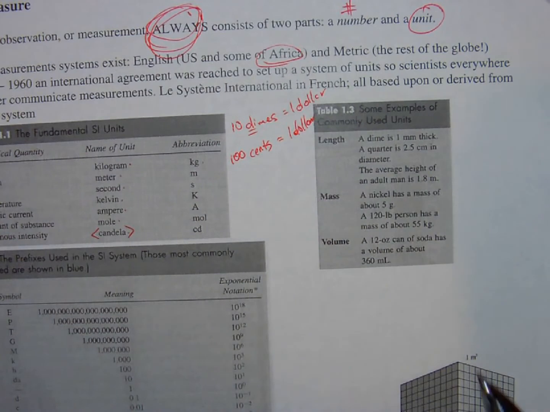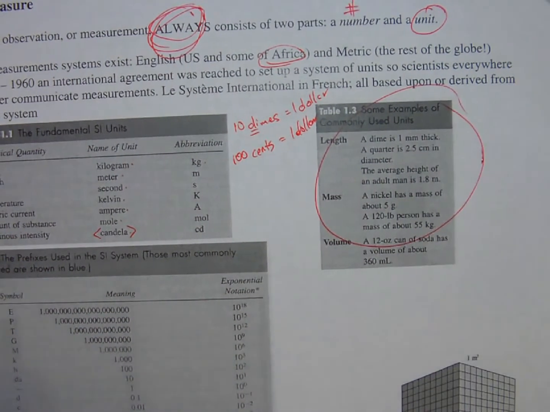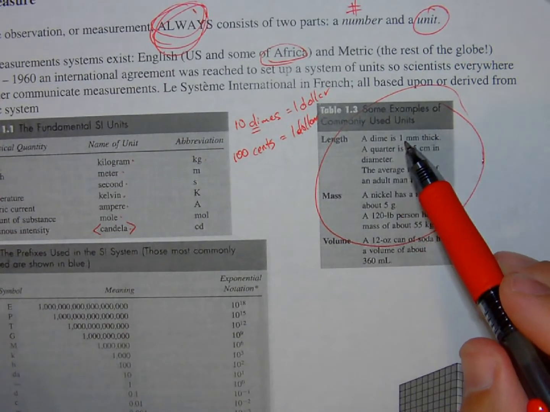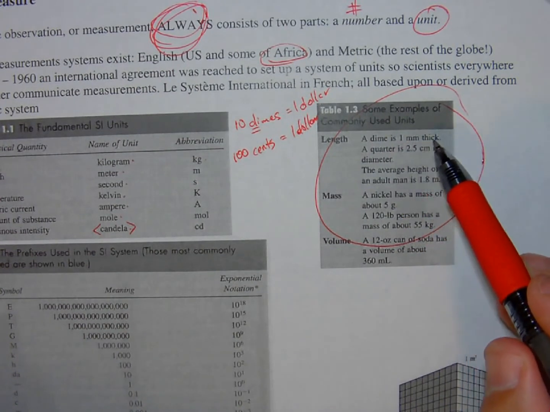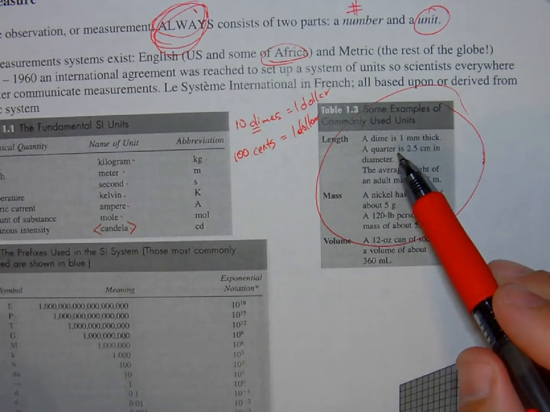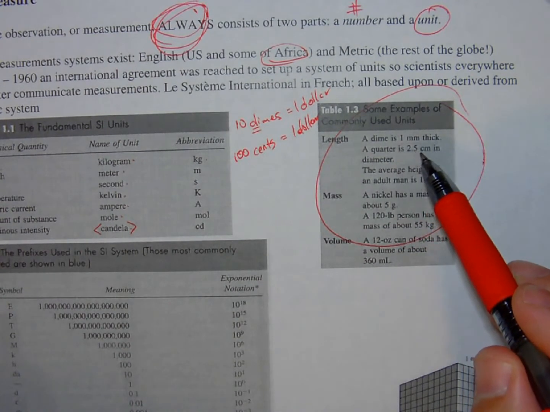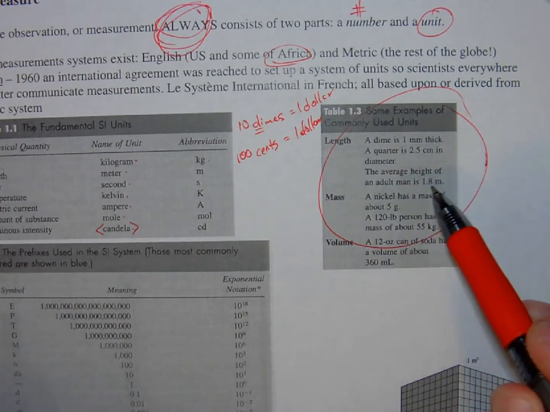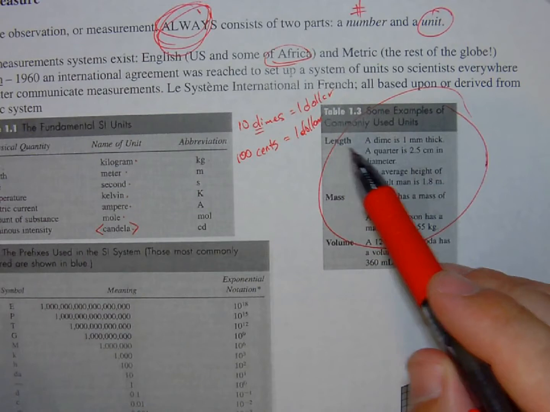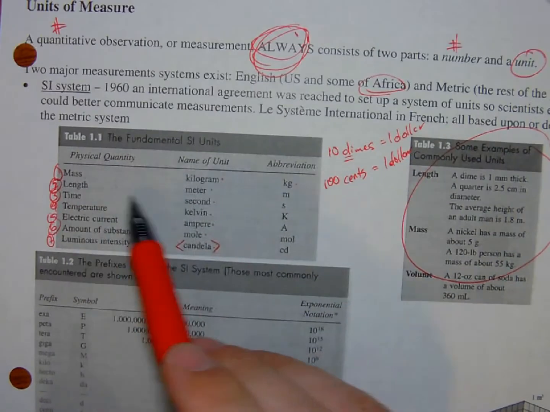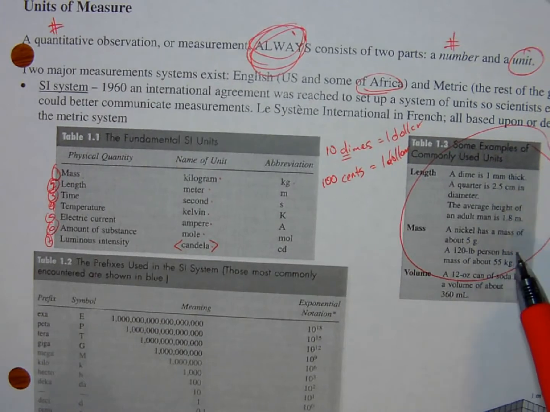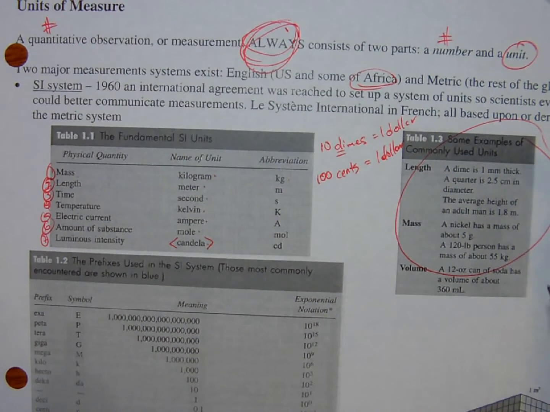So over here on the right, we have some very common units. For example, 1 dime is about 1 millimeter thick, right? A quarter is about 2.5 centimeters in diameter. The average height of an adult man is 1.8 meters, right? These are all examples of length because they find their base in the meter, centimeter, millimeter, or meter itself.